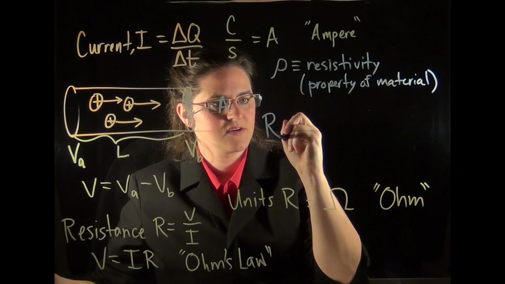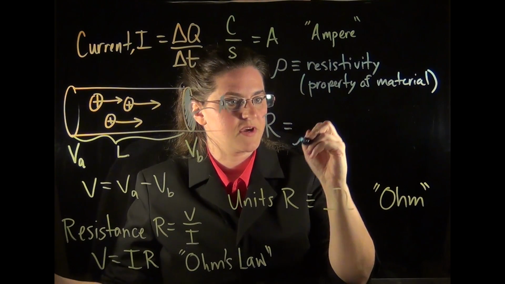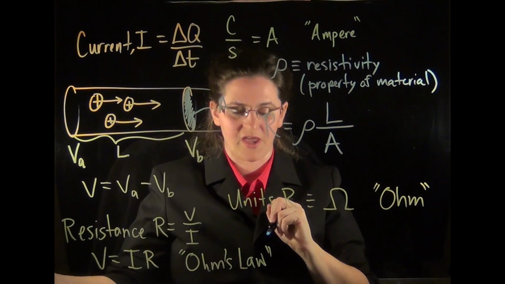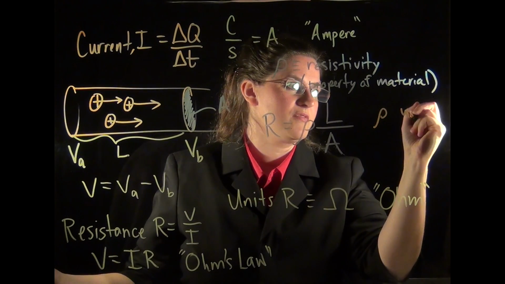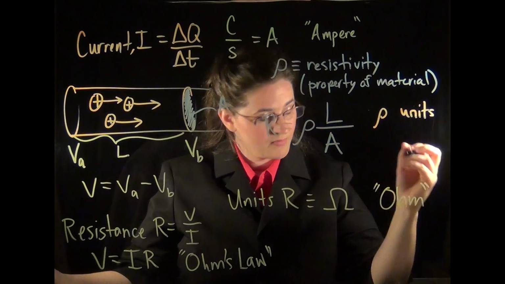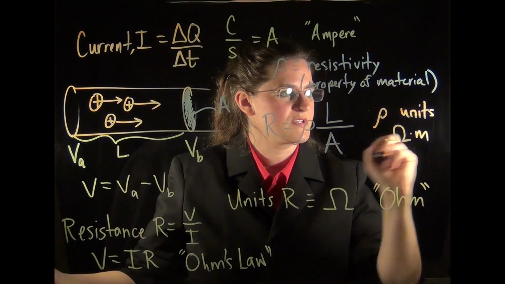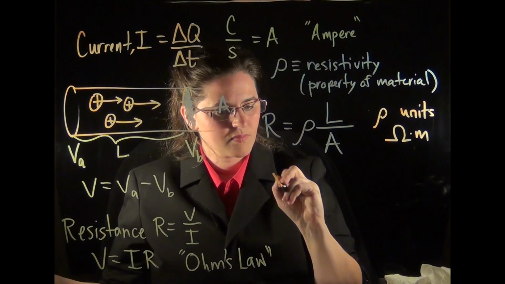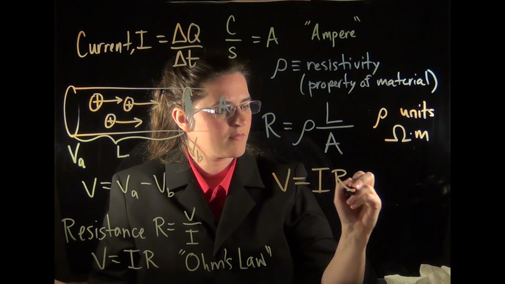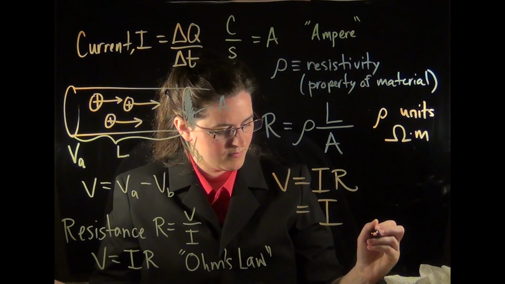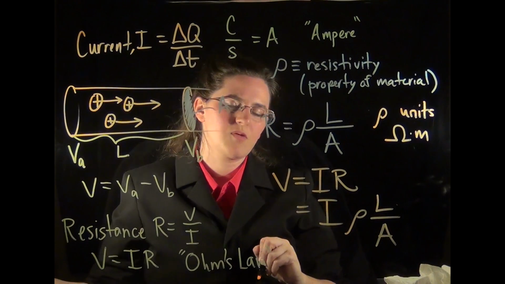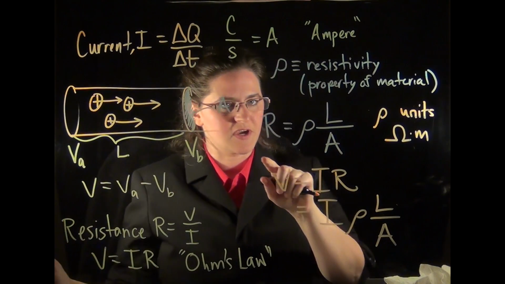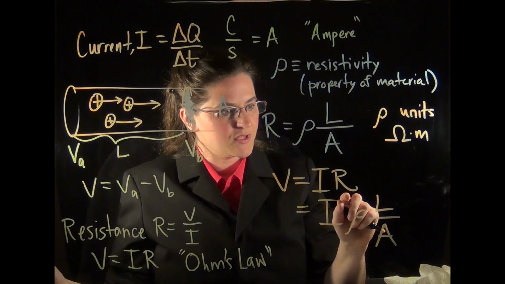The resistance, R, is defined as rho L per cross-sectional area A. Rho has units of ohm meters. Okay, so now we can write our potential across a distance of wire because we've defined the resistance and placed it into Ohm's law.